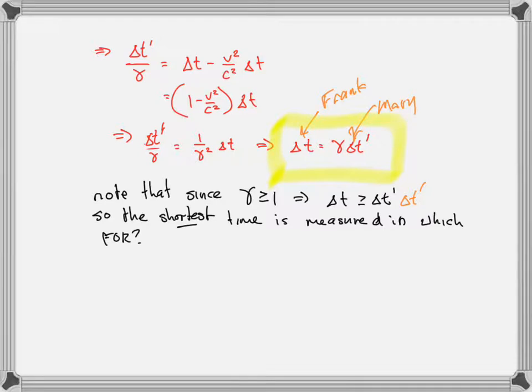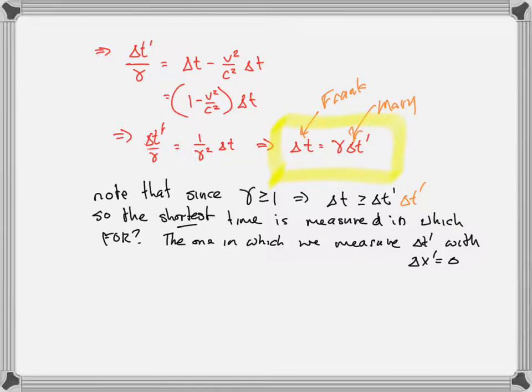So what is special about Mary's frame? What's special about Mary's frame is that she's the frame in which delta x prime is equal to 0. So really, the shortest time is measured in the frame in which delta x prime is equal to 0. And again, think physics, this isn't just a mathematical result. What does it mean for delta x prime to equal 0? It literally means that Mary is watching her watch.